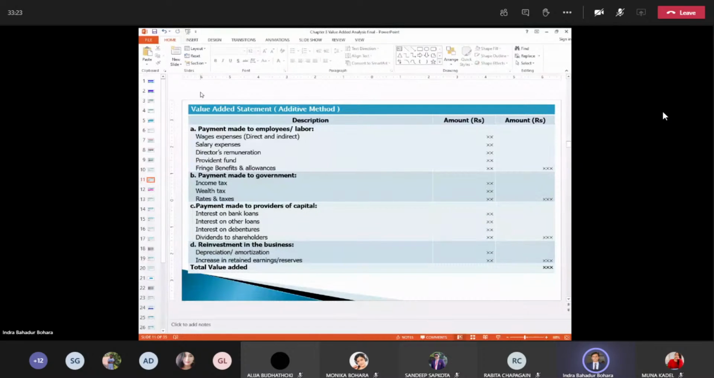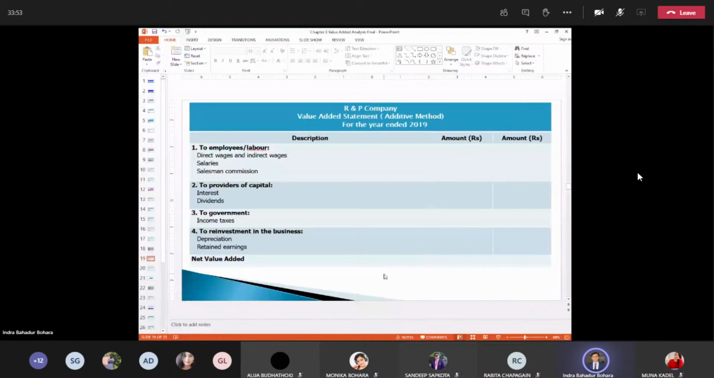When a company adds value, the whole amount is not added only for the distribution of dividend to the shareholder or owner. Some portion of value added is given to the employees, some to the government, some to the capital providers, and some amount is kept for reinvestment in the future. So in this way, the value added calculated under the subtractive and additive methods should be verified.